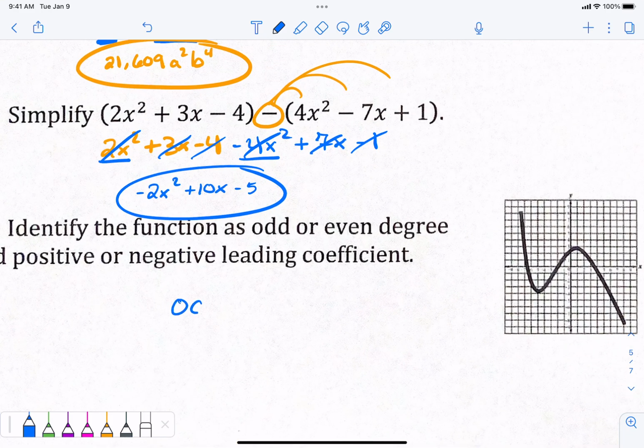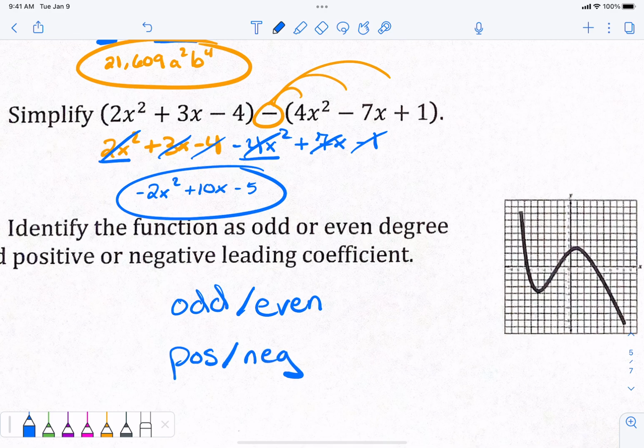All right, we have 2 things that we have to decide. Odd versus even, and then positive versus negative. We have to make that decision. So tell me whether it's odd or even. Tell me whether it's positive or negative. I'm going to circle which one it is.